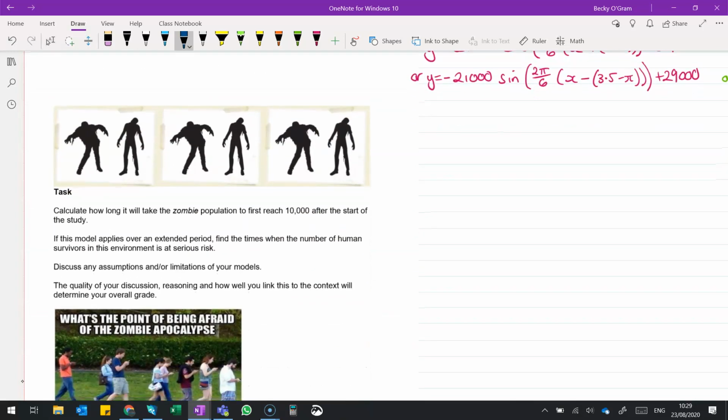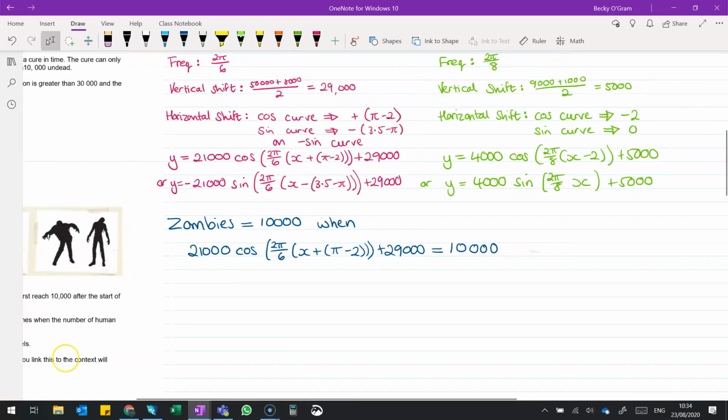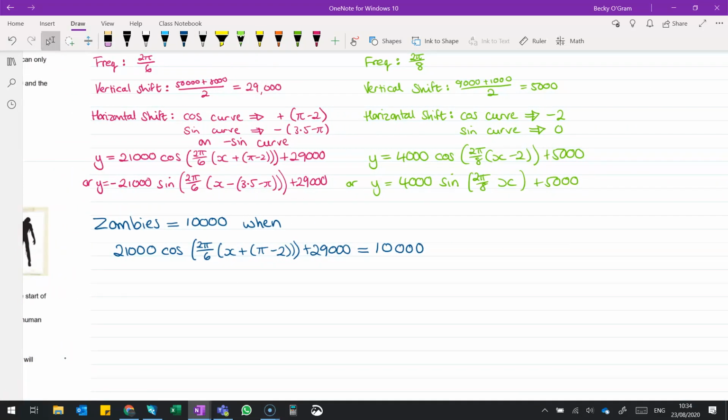Calculate how long it will take the zombie population to first reach 10,000 after the start of the study. So we're looking for when the zombies reach 10,000, and that happens when this equation equals 10,000. We just need to pick one of the two equations for the zombies and set it equal to 10,000. Do make sure that you write down this equation here before you hop over to Desmos and start solving it.